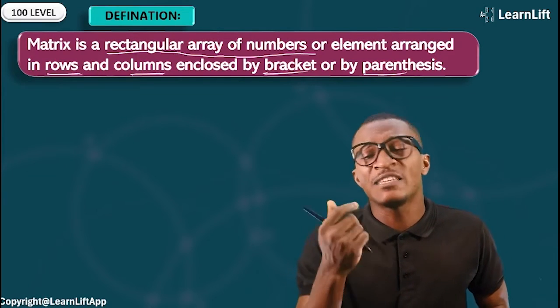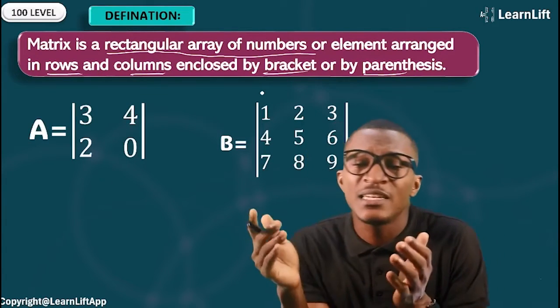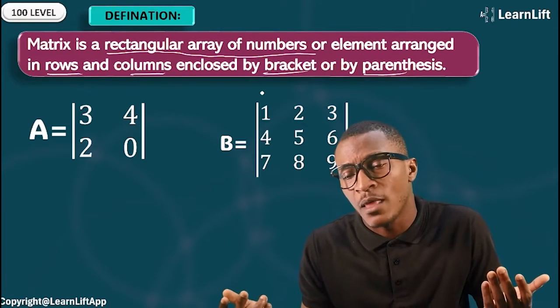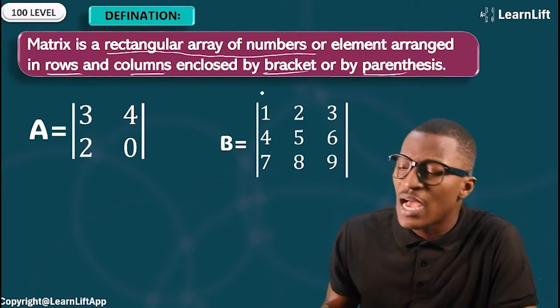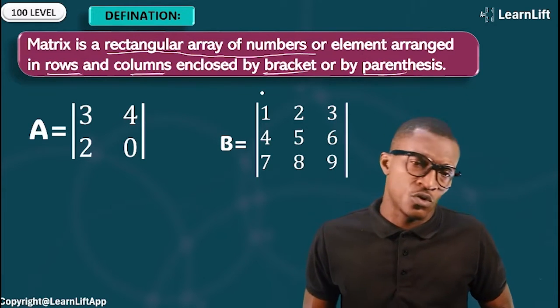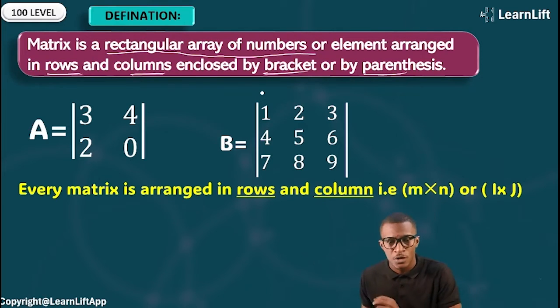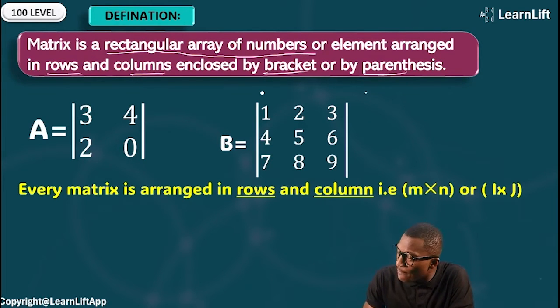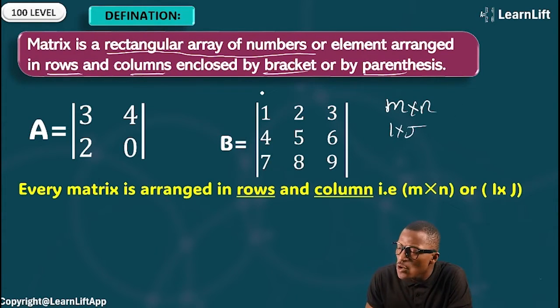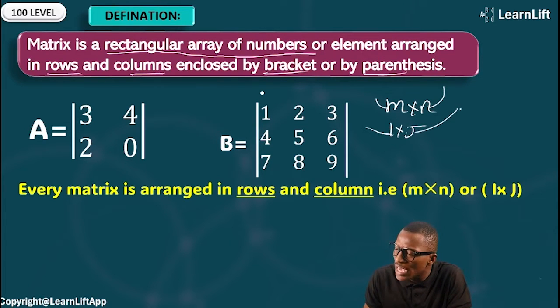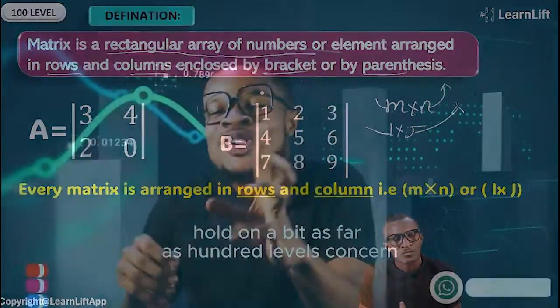Quickly, let's give an example of such numbers. You can see that these numbers are arranged in rows. We're going to talk about what rows are. These numbers are arranged in rows, and you can see that they are arranged in what? In columns. We're going to talk about that. Now, every matrix is arranged in rows and columns. So we denote rows and columns by either saying M times N or I times J, where your M or your I are called your rows and your N or your J are called your what? Columns.